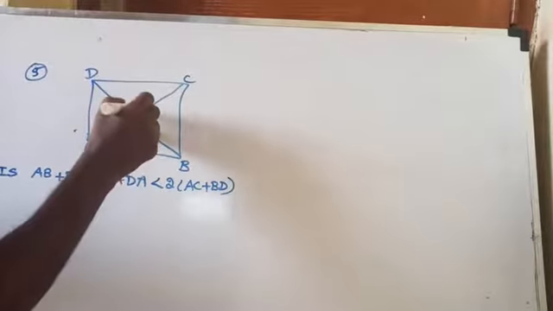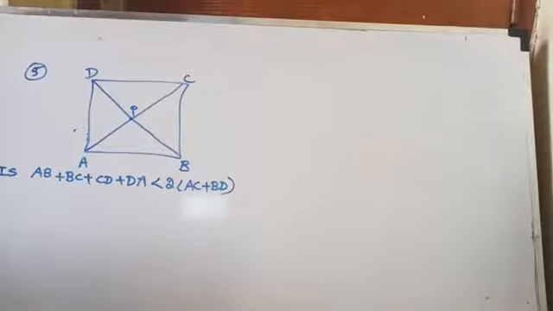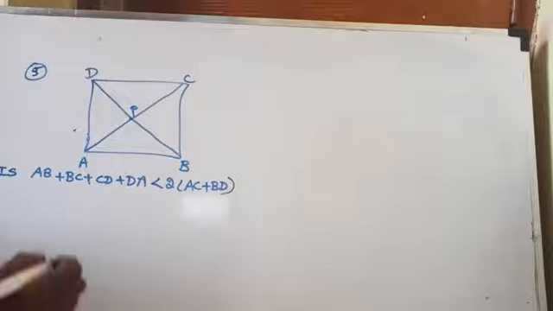The two diagonals intersect at a point P. ABCD is a quadrilateral. So what do we know? We know that the sum of any two sides of a triangle is always greater than the third side.